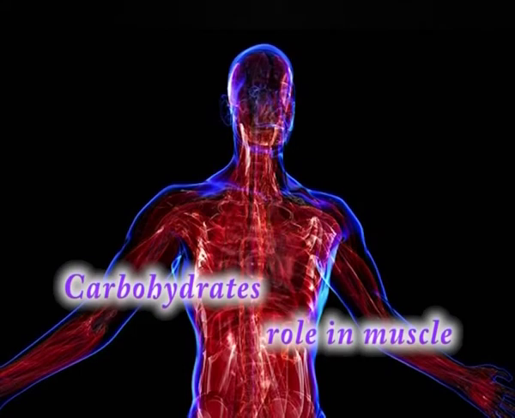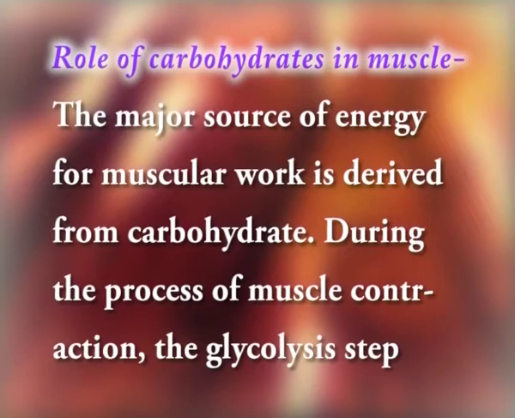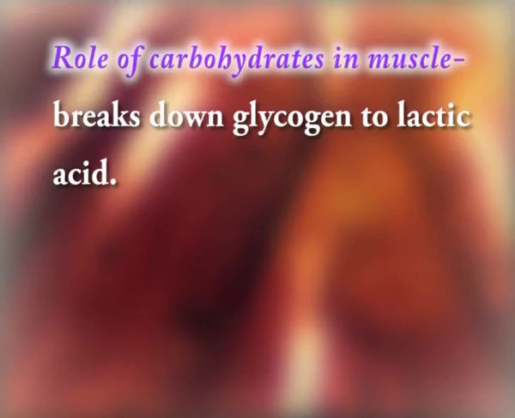Carbohydrate role in muscles. The major source of energy for muscular work is derived from carbohydrates. During the process of muscle contraction, the glycolysis step breaks down glycogen to lactic acid. In the recovery stage, the lactic acid tends to undergo oxidation and yields pyruvic acid and acetyl CoA. This is further oxidized to carbon dioxide and water and thus produces energy for carrying out the muscular work.